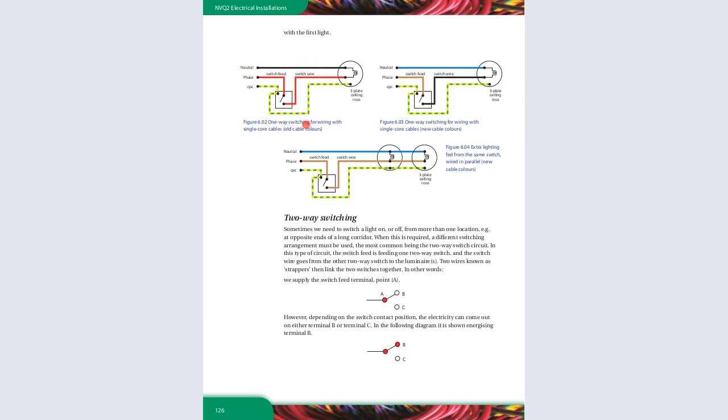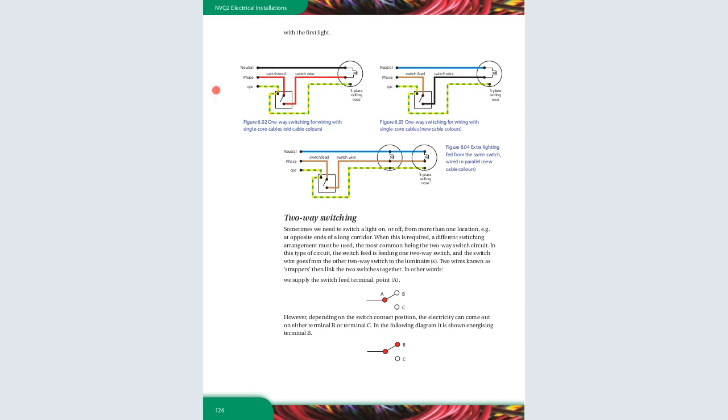Now, one-way light switching wired with single core cable. Single core cable means one core. This is the old cable color code. You can see this is the neutral and this is the phase. The phase comes in and comes here. This is the protective conductor that is here. And this is a terminal or junction box where they meet. It's called a JB, junction box.